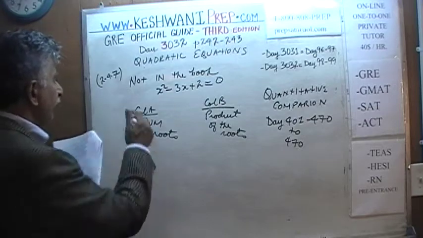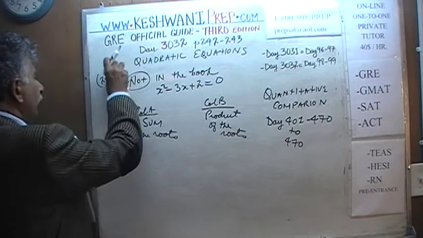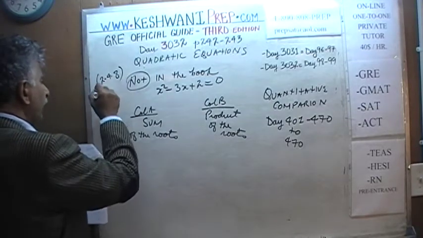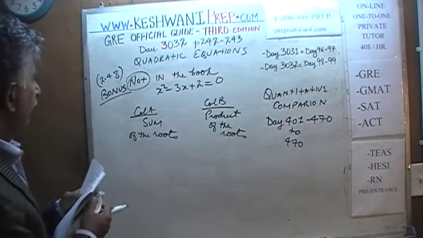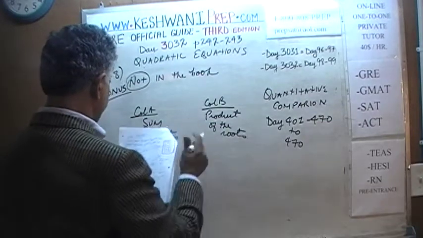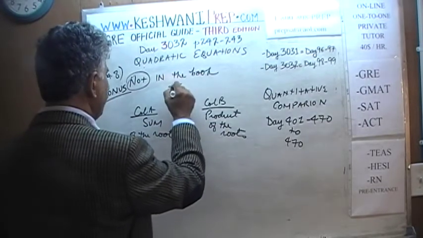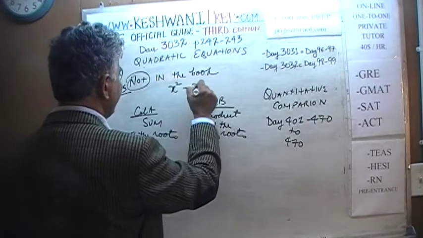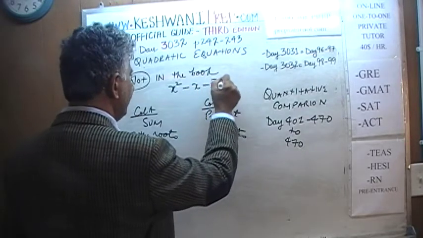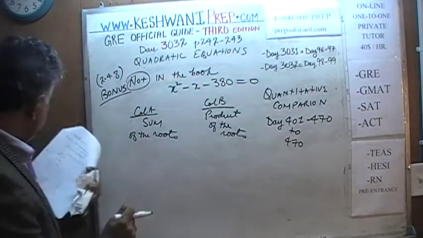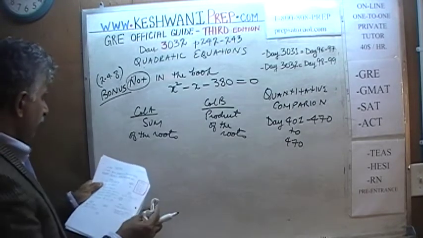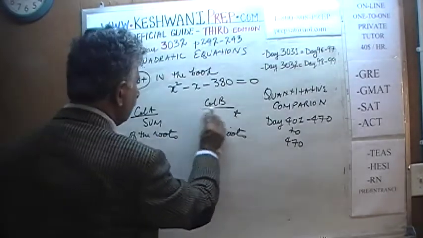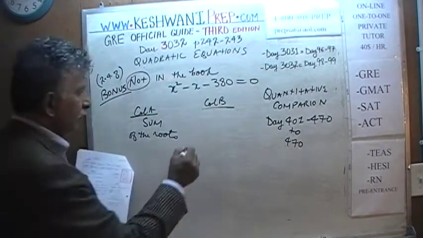Again, not in the book, as I keep reminding you. Don't try to look for them. These are bonus problems, not in the book. Here's the problem. X squared minus x minus 380, we are told, is equal to 0. And we are being asked to compare the sum of the roots versus 1.